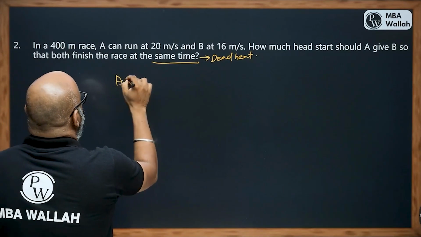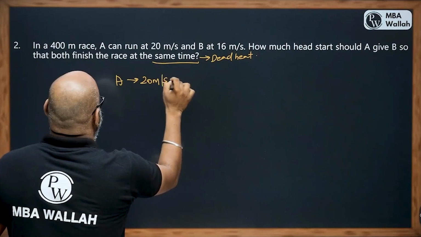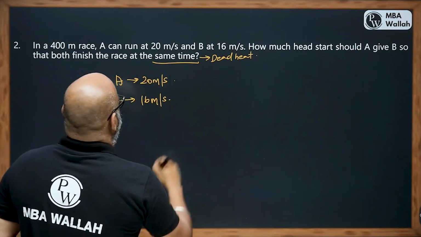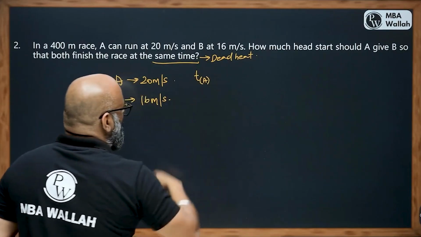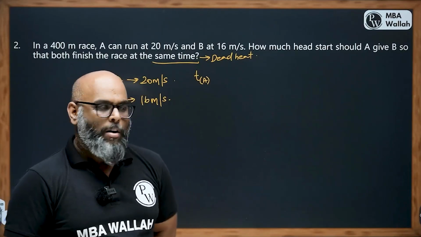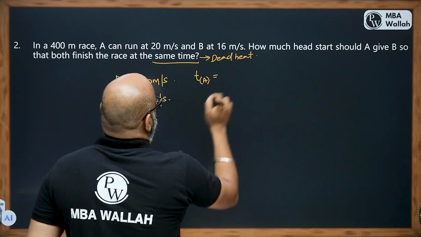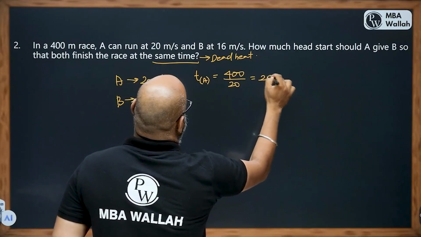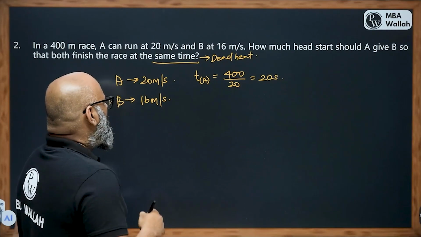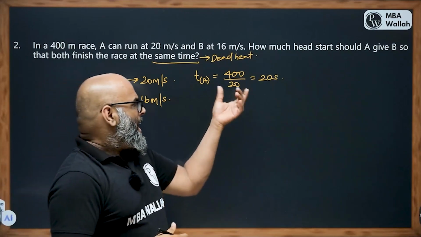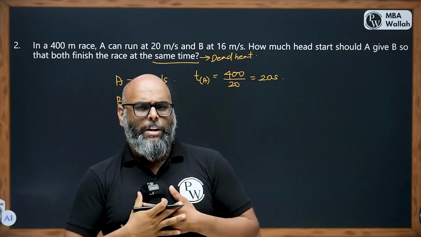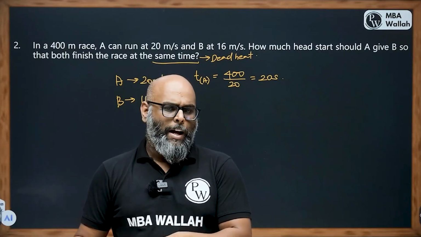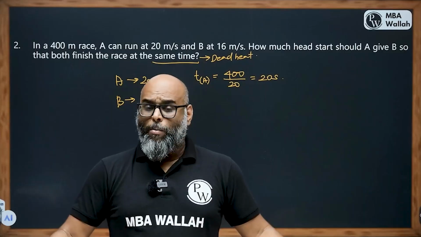Now A's speed is 20 meters per second. B's speed is 16 meters per second. Now time taken by A, obviously based on this we know that A is definitely going to win. Now let's understand what would have happened. Time taken by A would be 400 by 20, that will be 20 seconds. Now think about this. A completes the race in 20 seconds and we know that A wins the race. Obviously by the condition A is faster, they both start at the same time. A takes 20 seconds, A would have won, we know it.